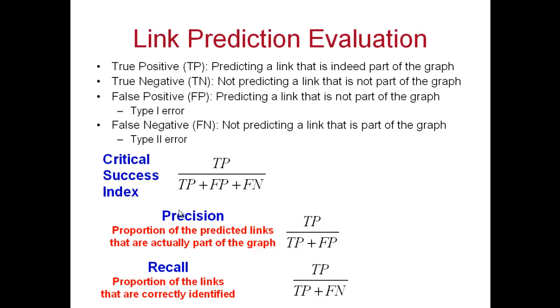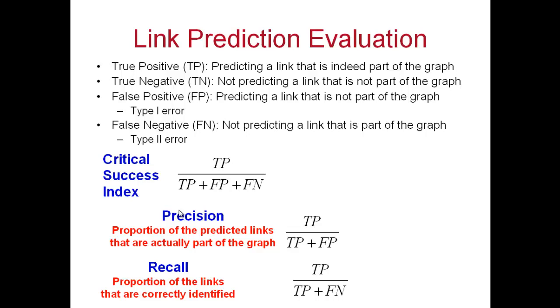Now false positive, also called type 1 error, means you are predicting a link between a node pair that really doesn't have a link between them in the graph. So there is a node pair that does not have a link between them in the graph, and you're predicting they will have a link. Sorry, that's a false positive.